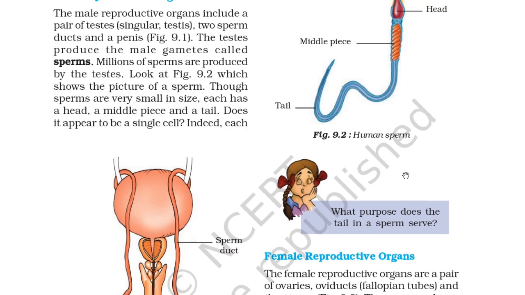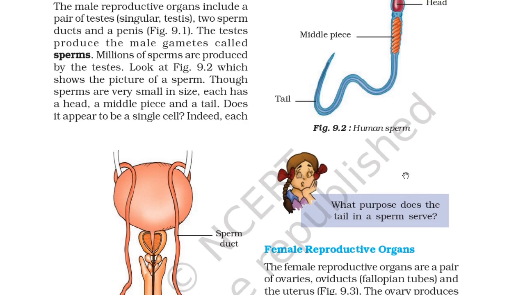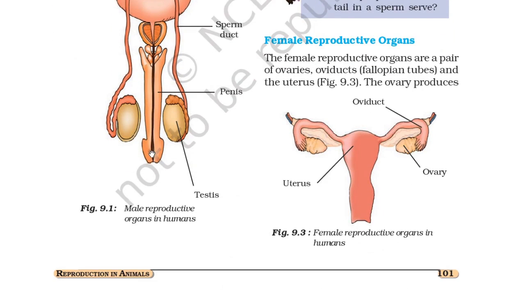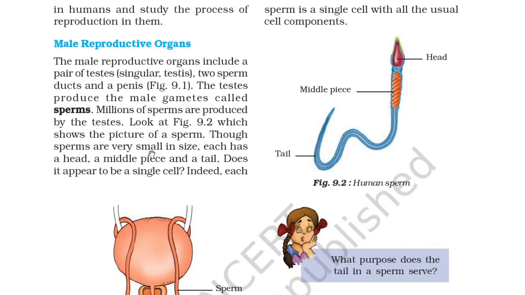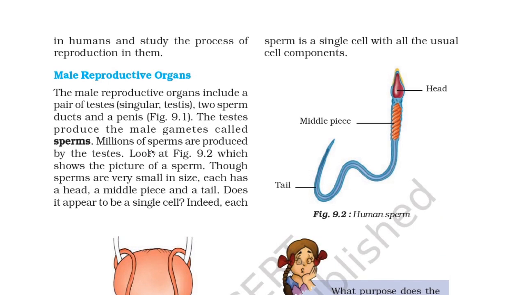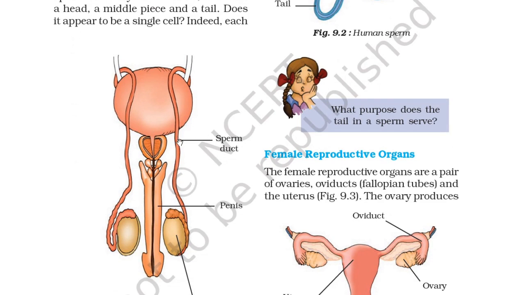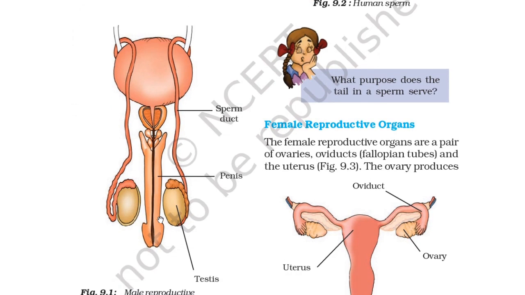Sperms are very small in size. Each has a head, a middle piece and a tail. You can see this is the head, this is the middle piece and this is the tail. Does it appear to be a single cell? Indeed, each sperm is a single cell with all the usual cell components. You can see here, this is the sperm duct, this is the penis and these are the testes. What purpose does the tail in a sperm serve?